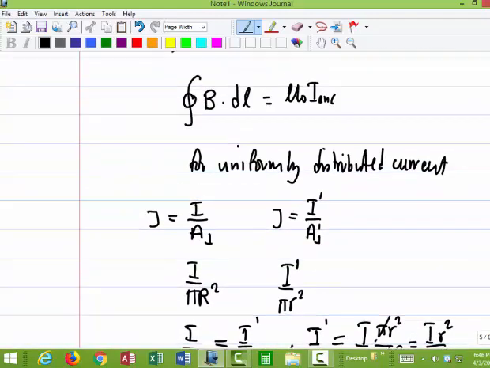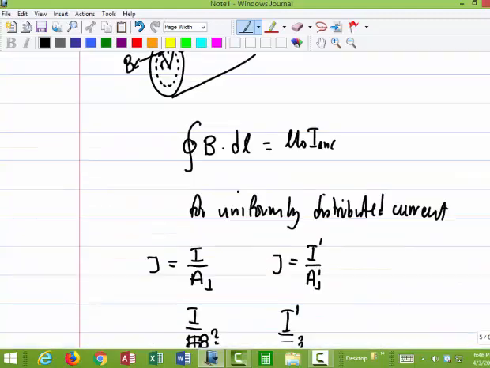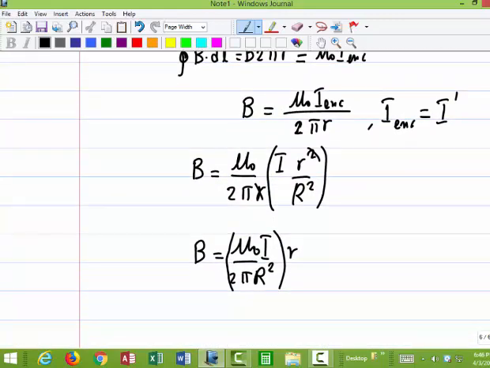Outside the wire, the magnetic field is just the magnetic field of a straight current carrying wire, and inside the wire, the magnetic field is mu naught I over 2 pi uppercase R squared times r. Any questions at this point? This is for r less than uppercase R. Okay, so what was the value for mu again? Mu naught is 4 pi times 10 to the negative 7.